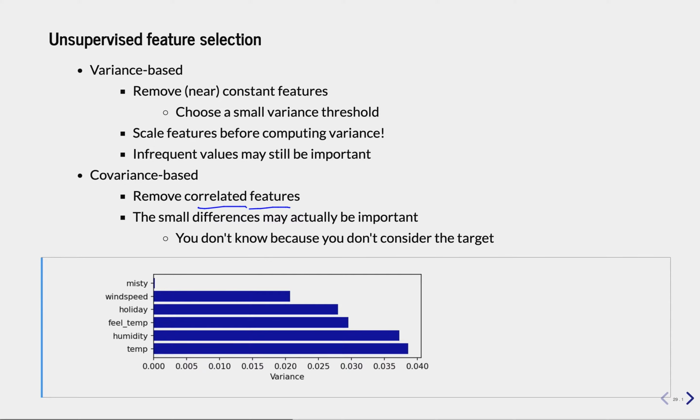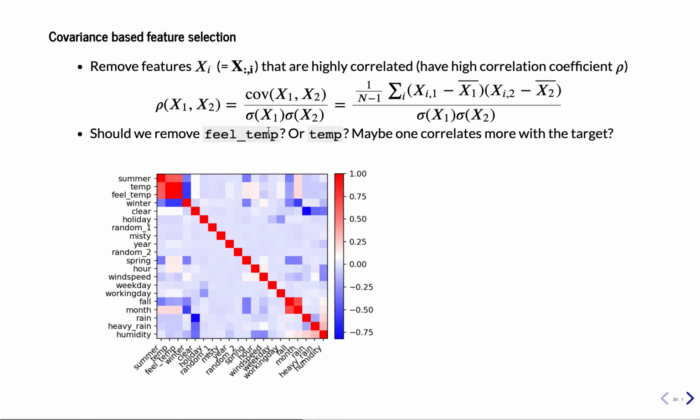Now, the problem with that is, of course, that the small differences that there may still be between two features are actually important. Right? And you don't know that because we're not looking at the target. So let's compute the covariance. There are different ways to compute the correlation between the features. One of the most common ones is the Pearson correlation coefficient. That's basically the covariance between two features normalized by the standard deviations of both.